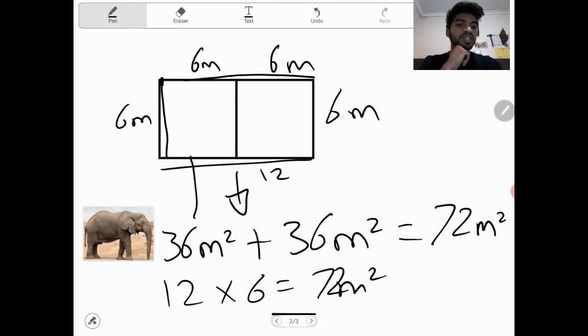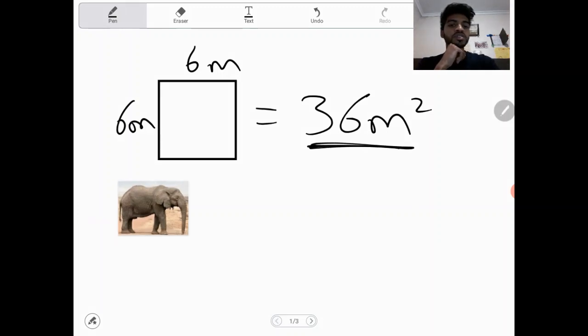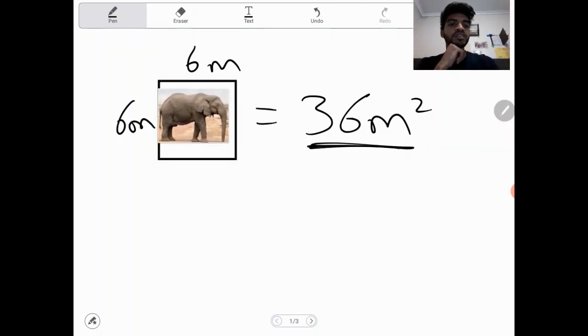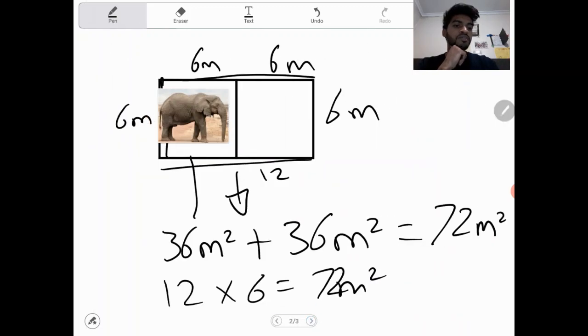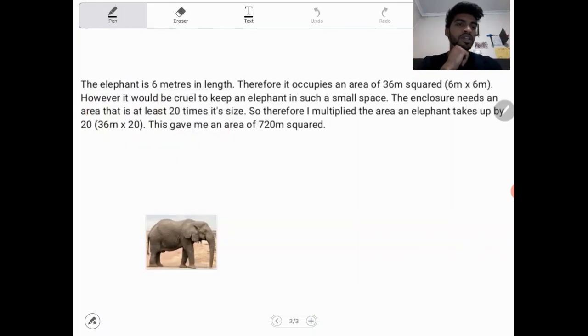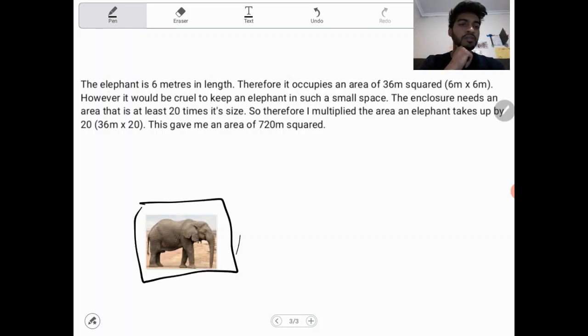So if we go back to here, the elephant, which is 6 meters in length, if I turn that into a square, I have a length and width of 6, and if I multiply it together, we get the area, which is 36 meters squared. So we know that it occupies an area of 36 meters squared, so that's how much area the elephant will take up in its enclosure. However, it would be very cruel to make only that its enclosure, because it's such a small space.